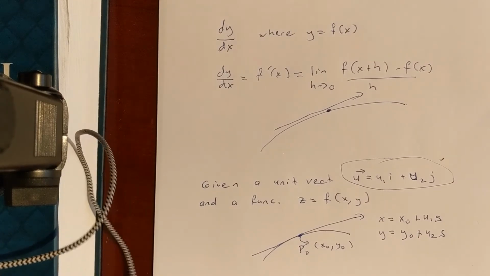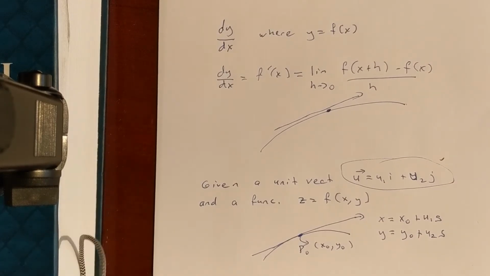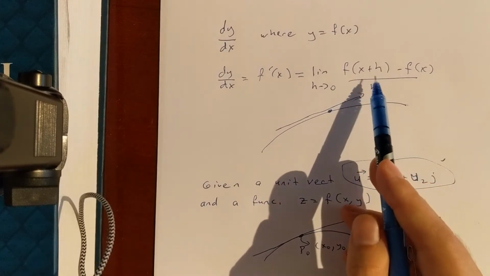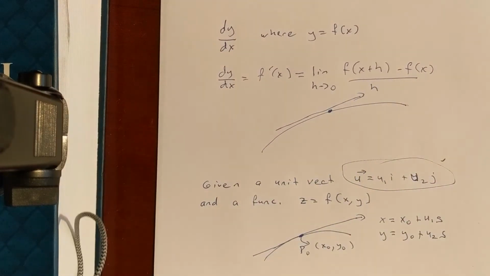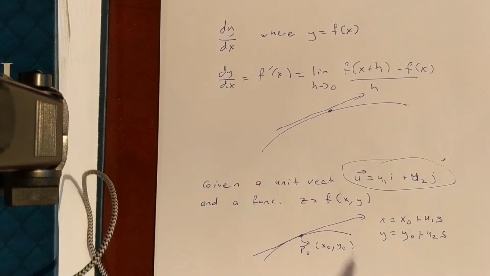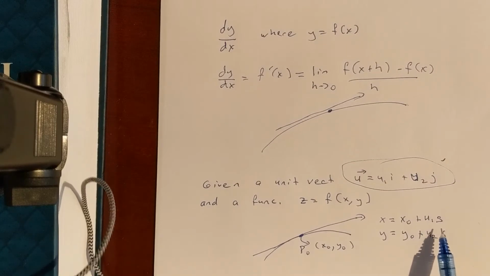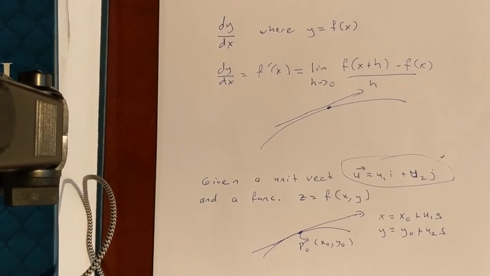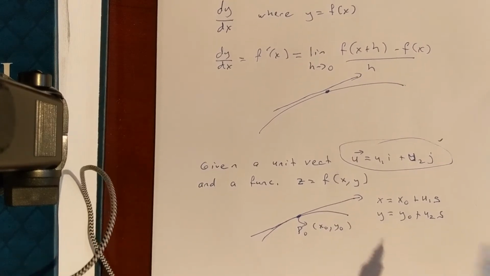Why do we use s? Because now we have a vector, and we're going to do that f of x plus h minus f of x. The h here is just going to be the arc length component of the vector in that direction. That's why, because whenever you say arc length, you think about the variable s. That's why we're using s. Okay, that's a lot of talking. Now we have parameterized this.